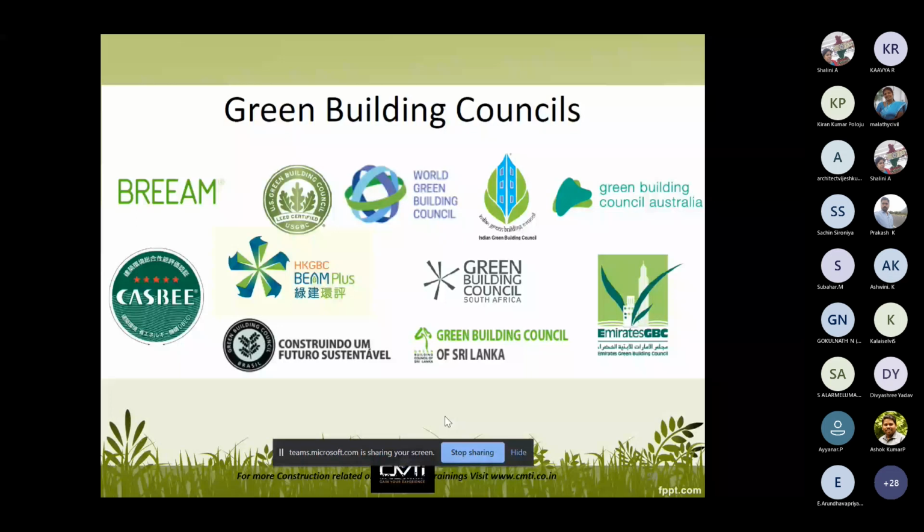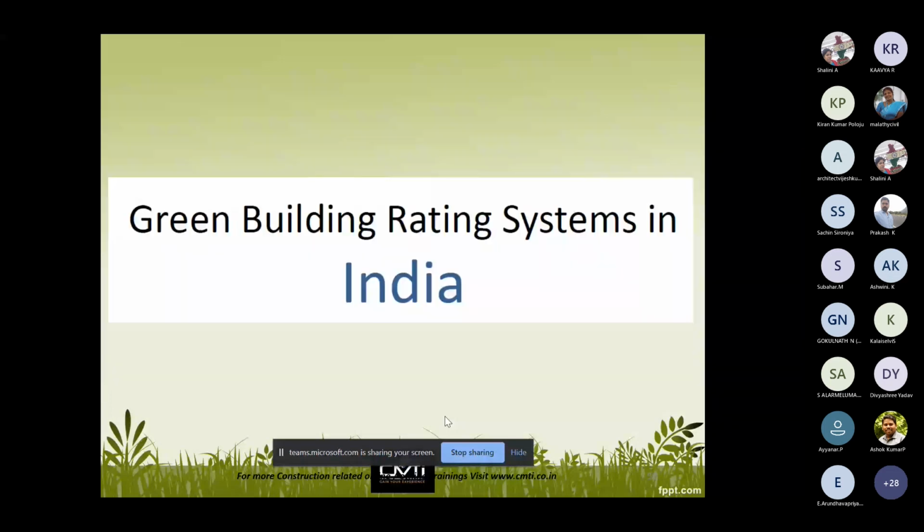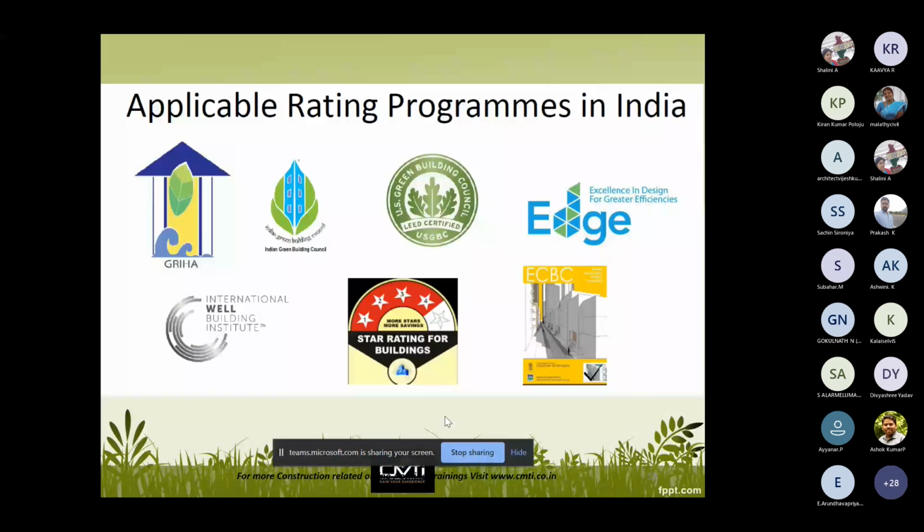Coming to India, the various rating systems available are Griha and IGBC. IGBC is supported by CII, the Confederation of Indian Industry, and Griha is supported by TERI, that is a government agency. We also have the WELL Building Institute International, ECBC, and star rating of buildings. Like this, so many agencies are available. Also, there is a sample slide where you can see how the points can be achieved.